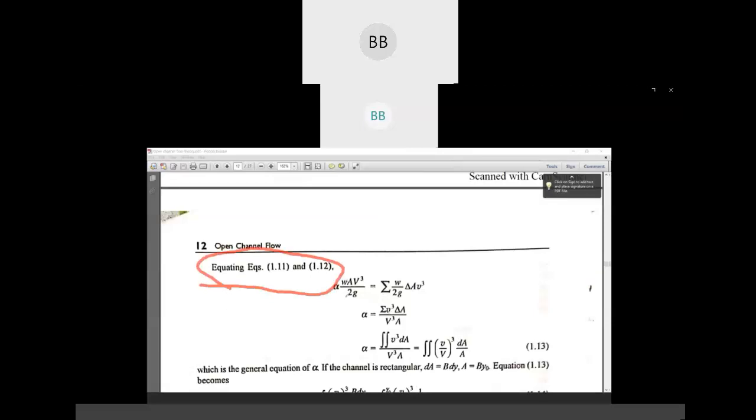So here in the left hand side, this small w is specific weight, area into v cube by 2g, and we multiply by alpha, as this velocity is mean velocity. In the right hand side we have considered from equation 1.